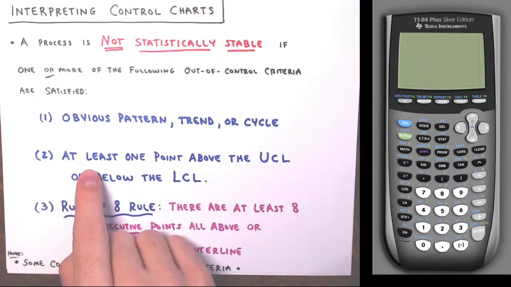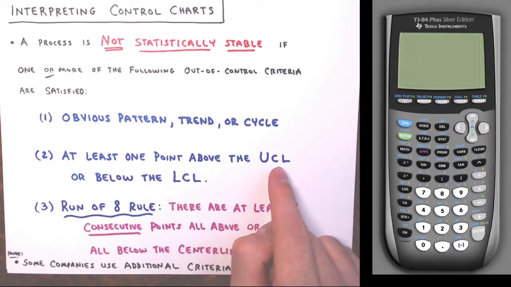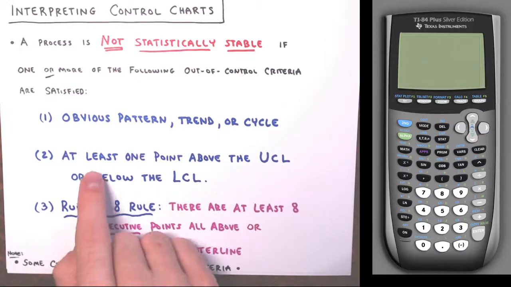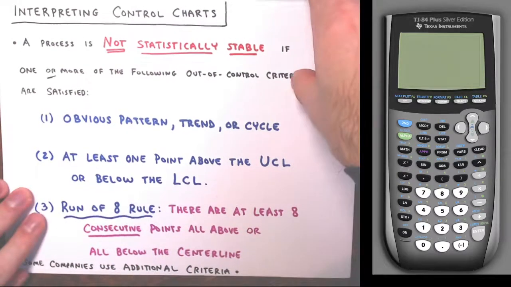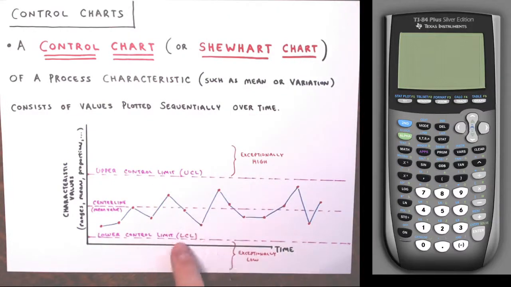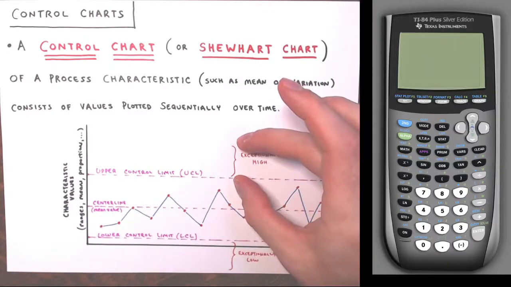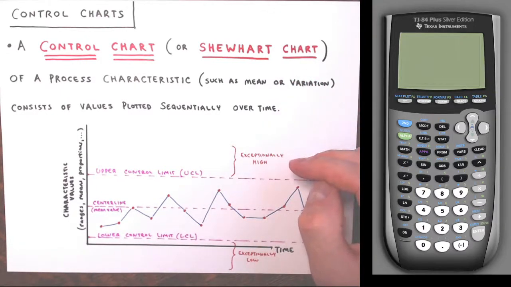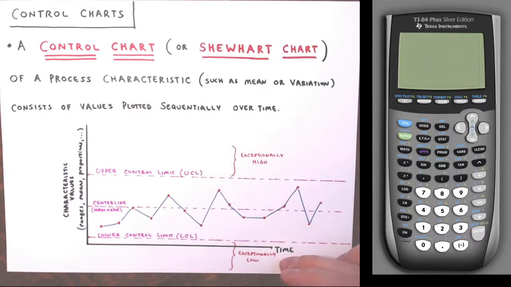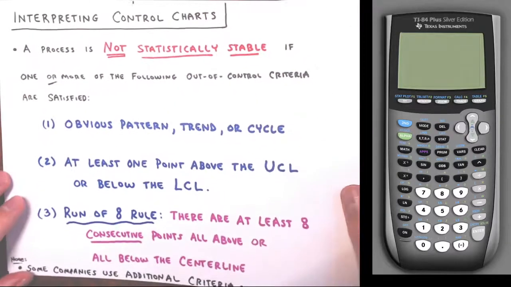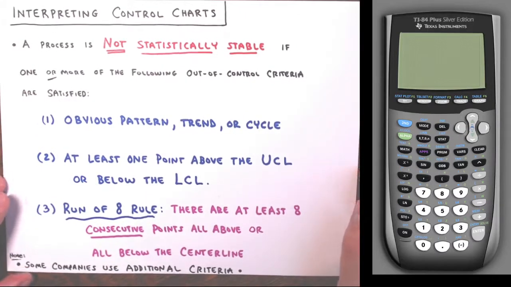Number two, at least one point is above the upper control limit, the UCL, or at least one point is below the lower control limit. That's what the upper control limit and lower control limit will help us with. If any point falls higher than that, it will be considered an exceptionally high point, a significantly high point, and the process will be deemed unstable. Same thing for below the lower control limit. If we notice any points down there, we'll deem the process unstable in that case as well, and something would need to be fixed to try to get stability back.